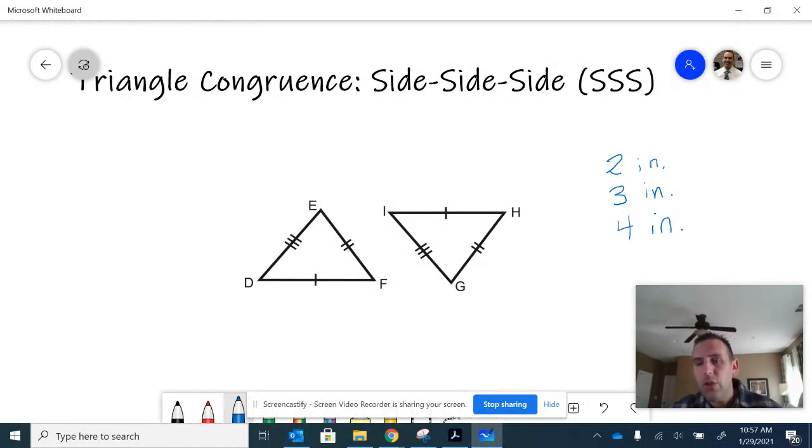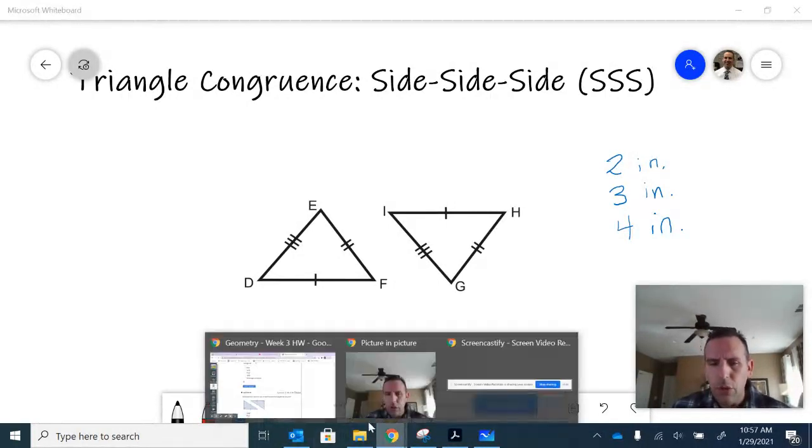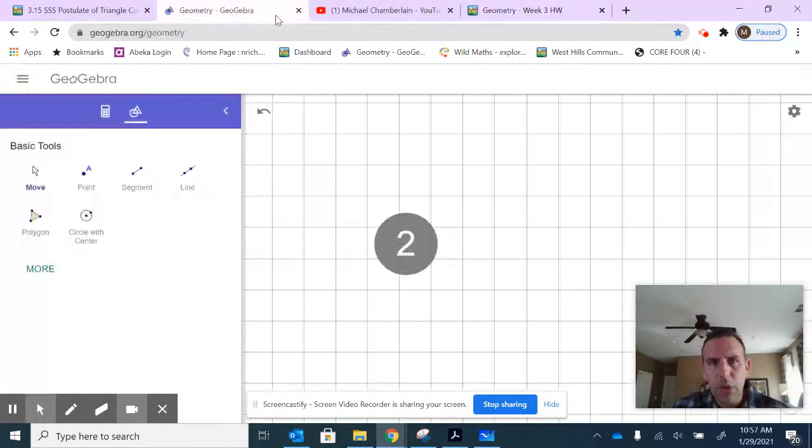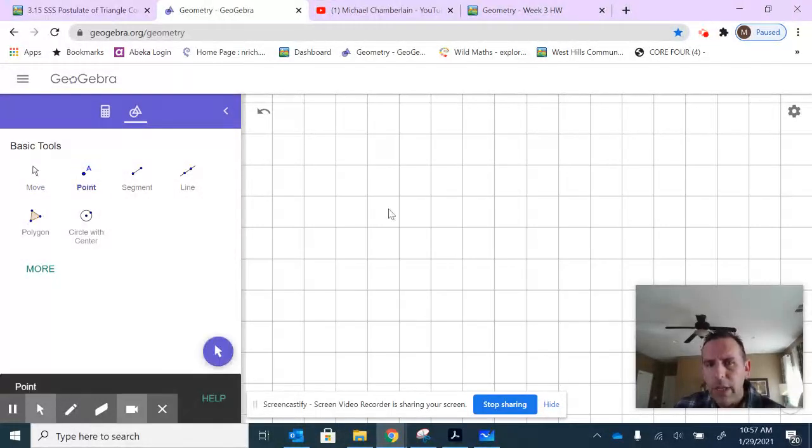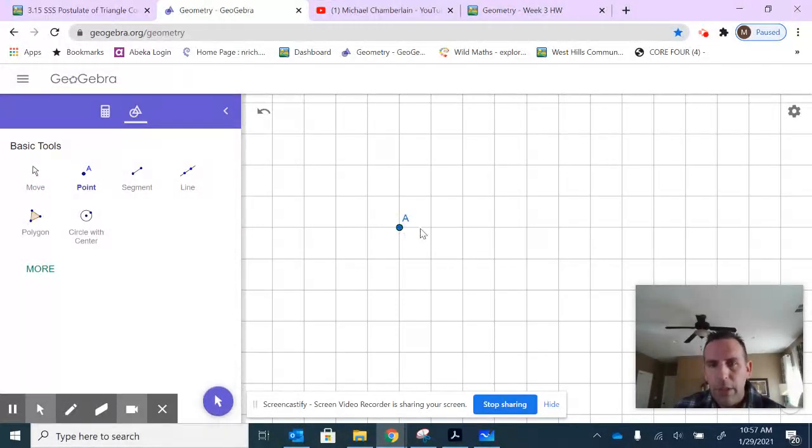All right. Could you put those 3 straws together to make a triangle? And if the answer is yes, can you make more than one? Let's examine it with GeoGebra. 2, 3, 4. So here I have a grid, and I've set it up so that these squares are just inches apart, or they would represent an inch.